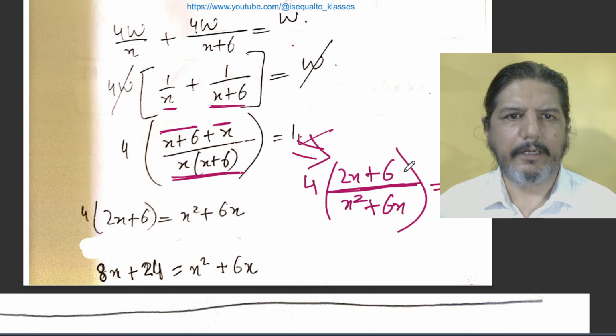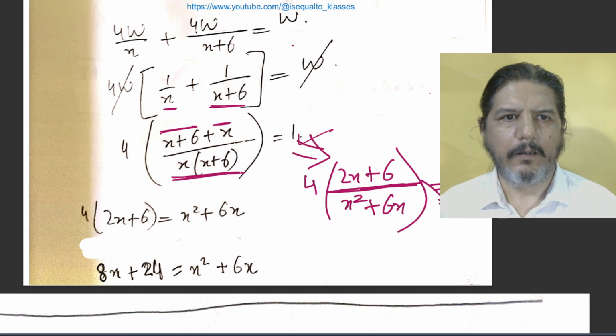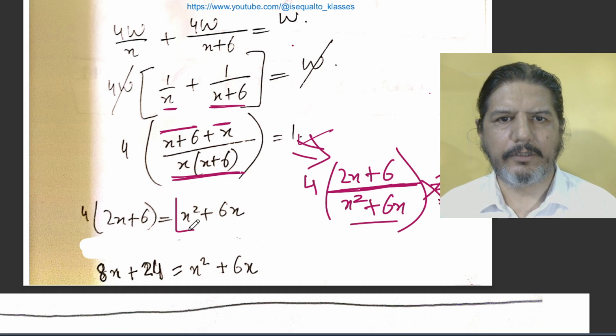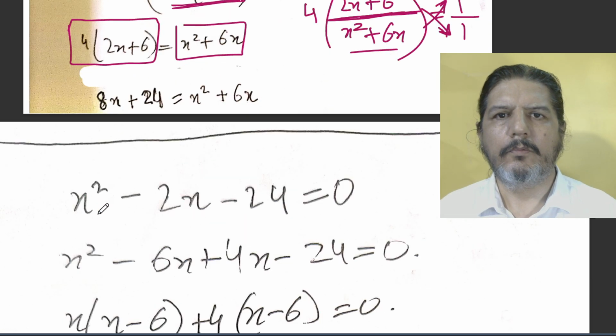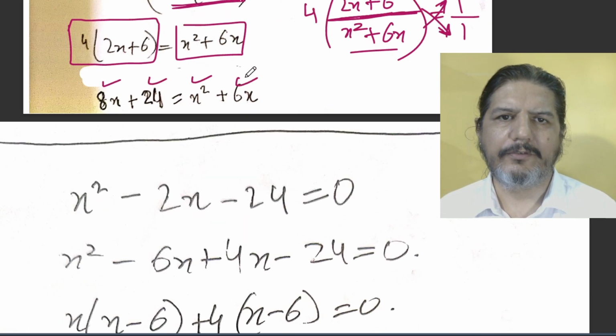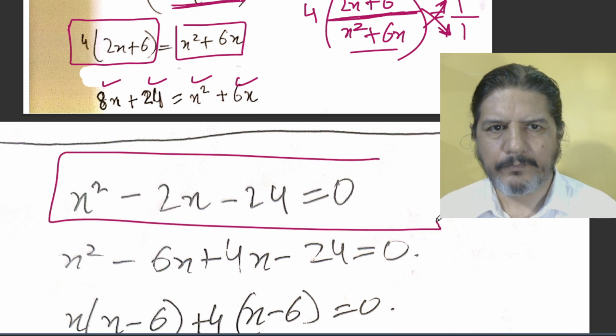So now I do cross multiplication. This is 1 upon 1. So this will be x square plus 6x into 1, which is what I have written here. And this will be 4 into 2x plus 6 into 1, which is what I have written here. And then I have to open the bracket. This would be 8x plus 24 is equal to x square plus 6x, and then this equation is formed.